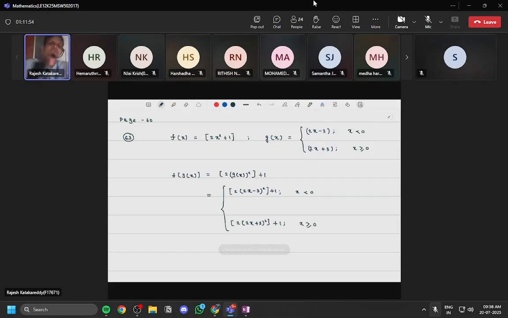Again at 0, we need to check because f of x is continuous at 0, g of x is discontinuous at 0. But the composition can be anything. We are not sure about the composition.